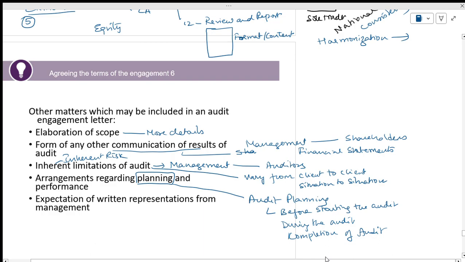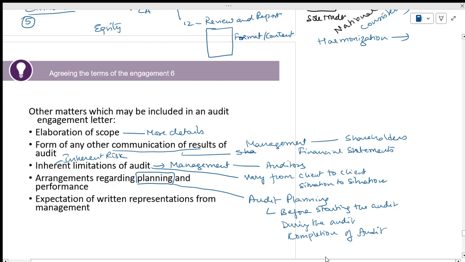We have to get sufficient resources. We have to get a team. Everything has to be in place. Then only we initiate the audit. We should know that these are the things that are there. That is audit planning, one chapter exclusively for audit planning.